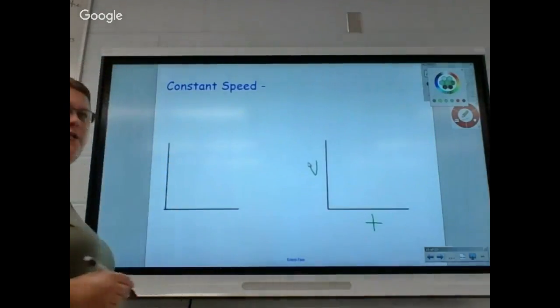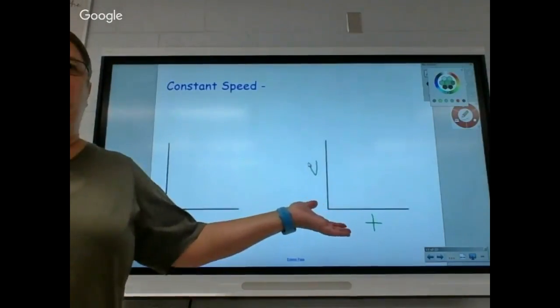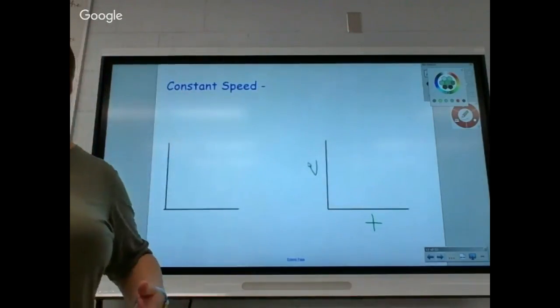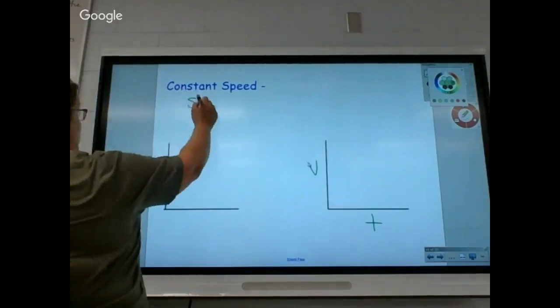All right, constant speed. So how can we define constant speed? What does it mean? The exact pace. All right, steady pace. The exact speed that you stated. Okay, so the speed's not changing.